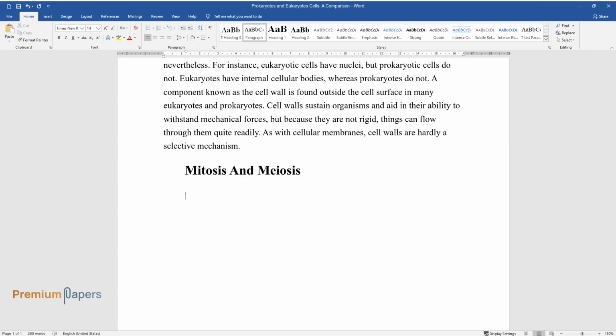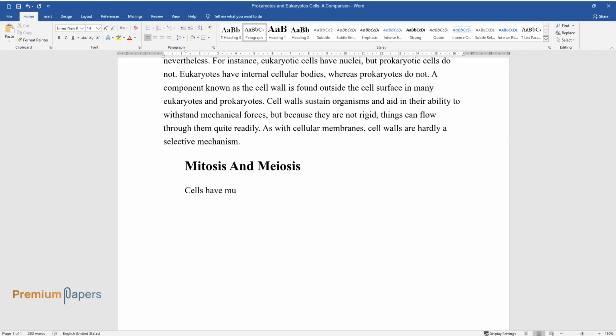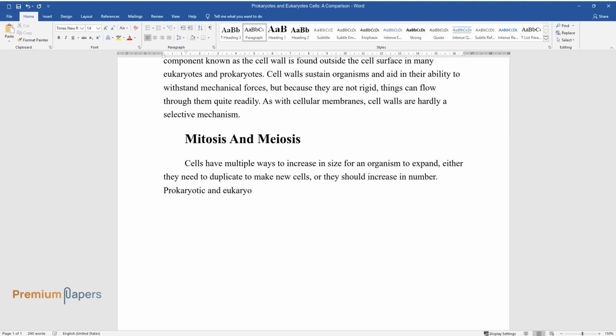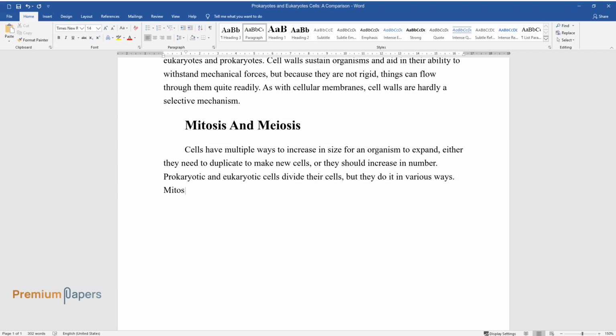Mitosis and meiosis. Cells have multiple ways to increase in size for an organism to expand. Either they need to duplicate to make new cells, or they should increase in number. Prokaryotic and eukaryotic cells divide their cells, but they do it in various ways. Mitosis and meiosis are the two ways that cells split and procreate.